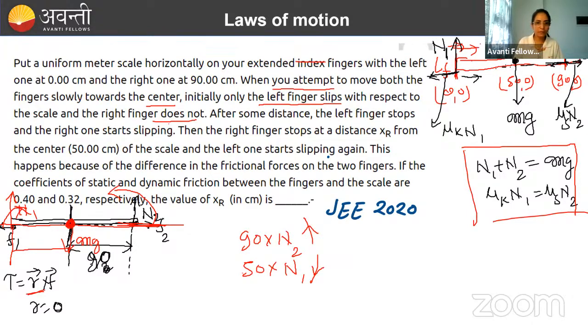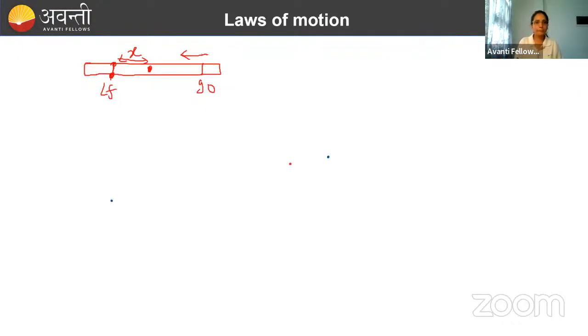Then the right finger, after some distance, stops at distance xr from the center of the scale, and then the left one starts slipping. So the question has a lot of states actually. The moment it stopped, the other started slipping, and then my right finger reached somewhere here at xr distance. Then again it stopped and the other started moving. So it is asking what this xr distance will be. How will we calculate that? We can calculate x first, and then we can easily calculate xr.